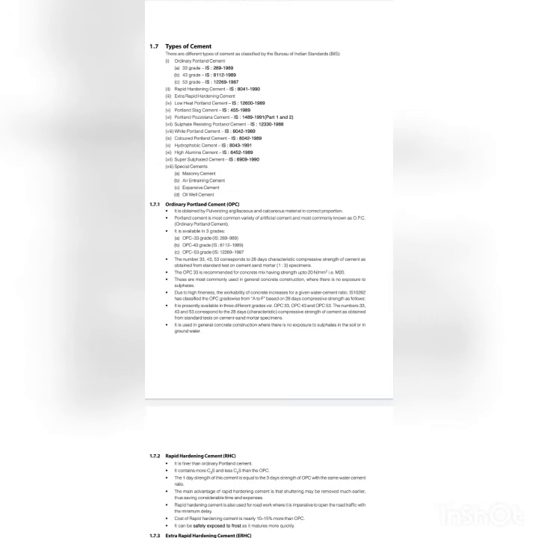It is obtained by calcareous and argillaceous materials in correct proportions. There are 33 grade OPC, 43 grade OPC and 53 grade OPC. The OPC full form is ordinary Portland cement. It is used in general concrete construction where there is no exposure to sulfates in the soil or in groundwater.